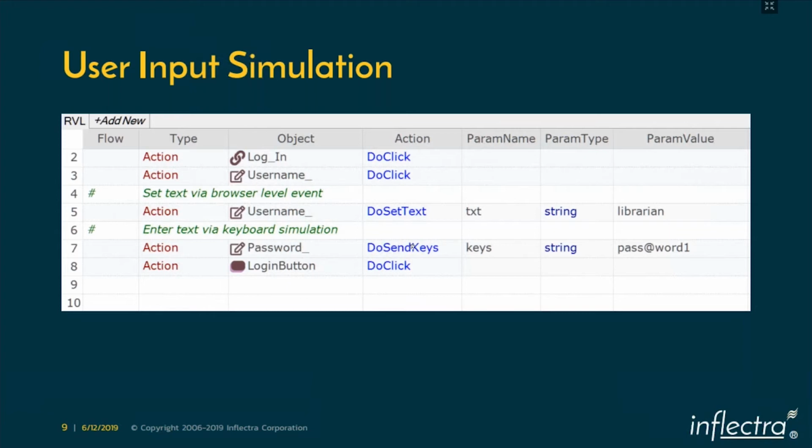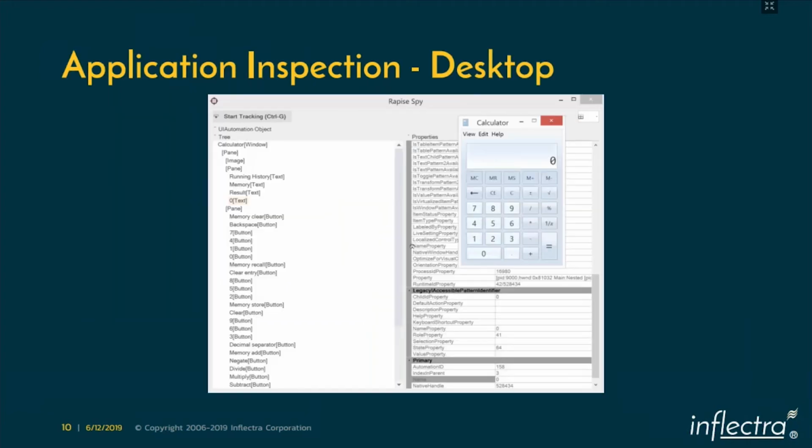So element identification and user input simulation are two must-have features for any test automation tool. And without any of them, UI test automation is not possible at all. Other features are optional, but still very important. So let's move on. So, inspection of applications.